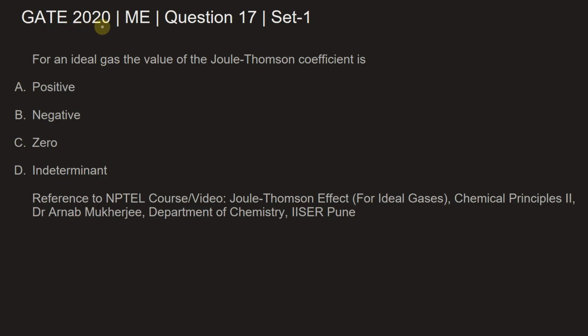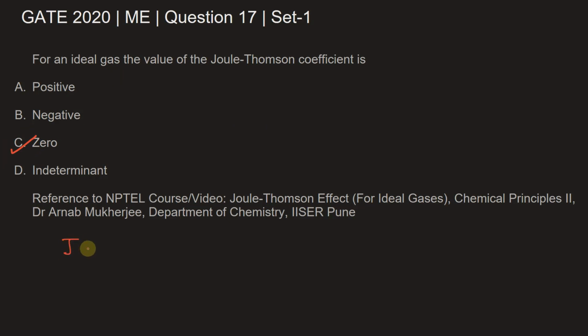This problem is from GATE 2020 Mechanical Engineering of Set 1. The question is, for an ideal gas, the value of the Joule-Thomson coefficient is. So we are given four options. First is positive, second is negative, third is 0, or fourth is indeterminate. If you don't already know the answer, let me tell you, the answer is 0. Let's see why the Joule-Thomson coefficient for an ideal gas is 0.